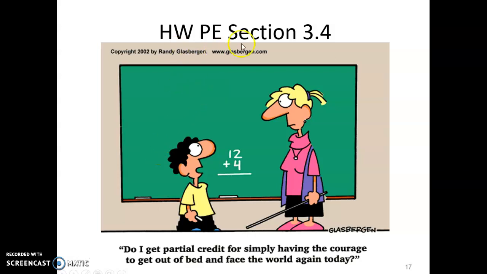So please work on WebAssign for section 3.4 on the chain rule. There are also several worksheets in the worksheet folder that you should be working on to look at. The answers are also in the worksheet folder. That will really help you practice this chain rule and practice how we take the derivative using the chain rule. Good luck. Have a good day.